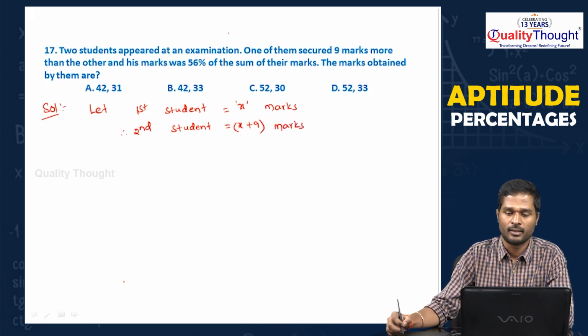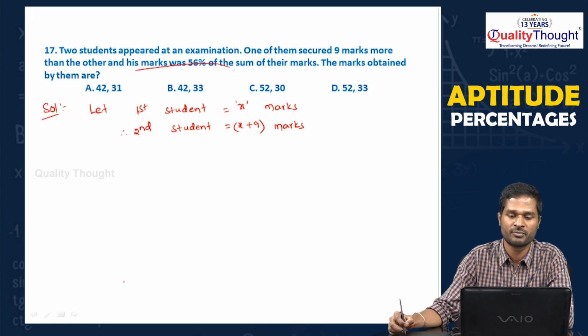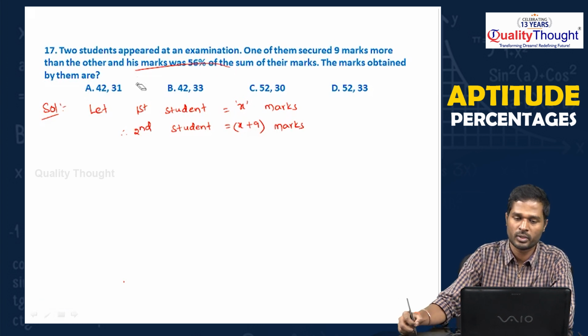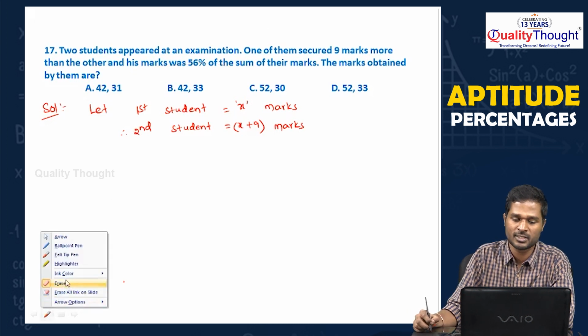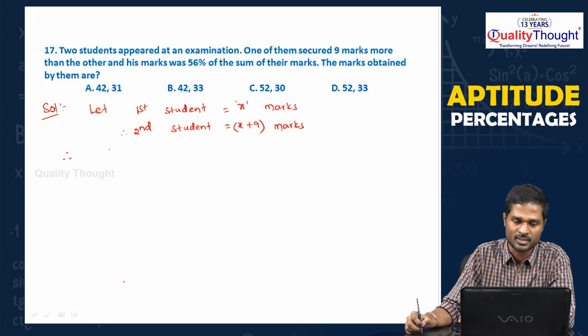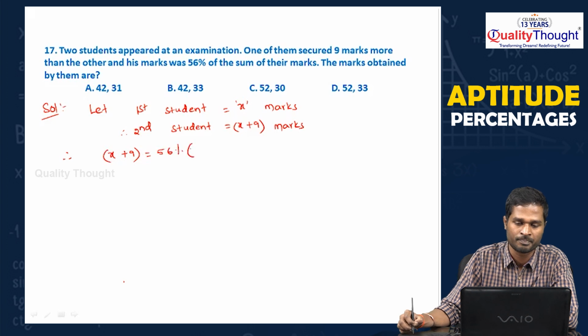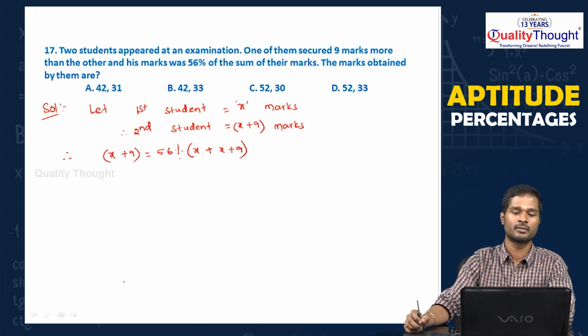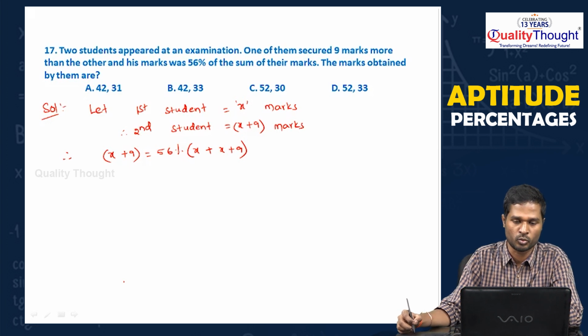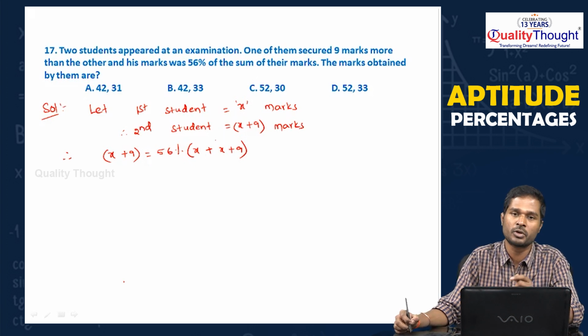Now what this says, one of them secured 9 marks more than the other, and his marks were 56% of the sum of their marks. So the person who received 9 marks more, his marks are 56% of the sum of the marks of both those students. As per the question, we can write the second student's marks X plus 9 is equal to 56% of first student's marks X and second student's marks X plus 9. Sum of their marks means the first student's marks is X, the second student's marks are X plus 9.